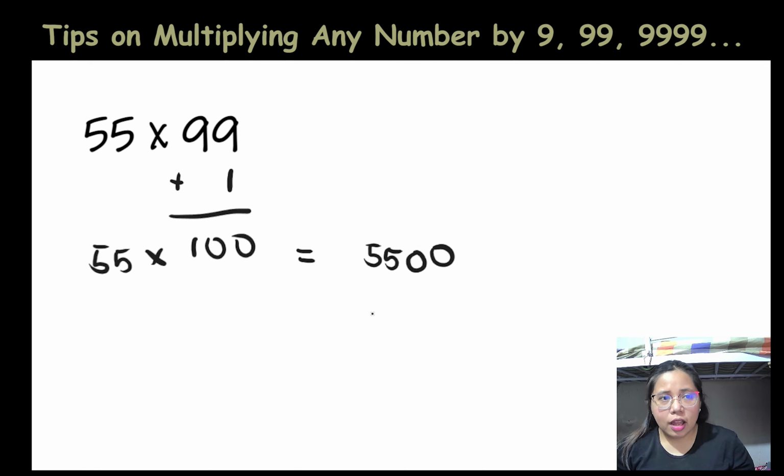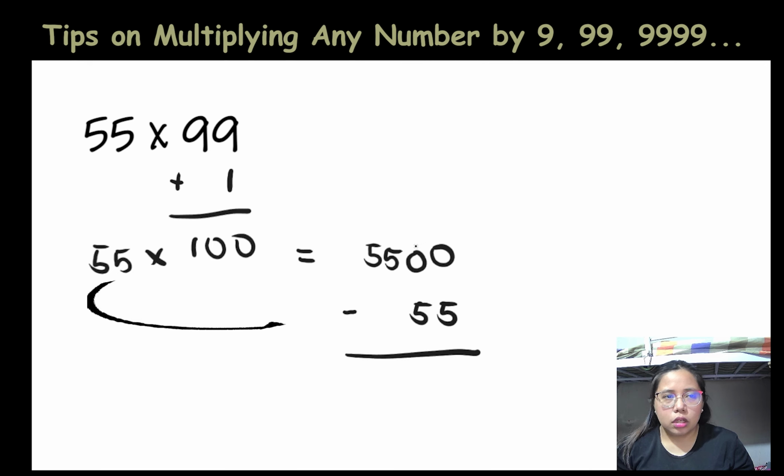Okay, and then, magma-minus tayo ngayon ng 55. Okay, so, here, this is 0, so magiging 10. We'll borrow 1 from here. Okay, so we'll get 10 minus 5. That's 5. Okay, and this will become 9. Okay, and 9 minus 5 is 4. And then ito magiging 4. So baba lang natin yung 4. And baba lang natin yung 5. Okay, so ang sagot natin, 55 times 99 is 5,445.